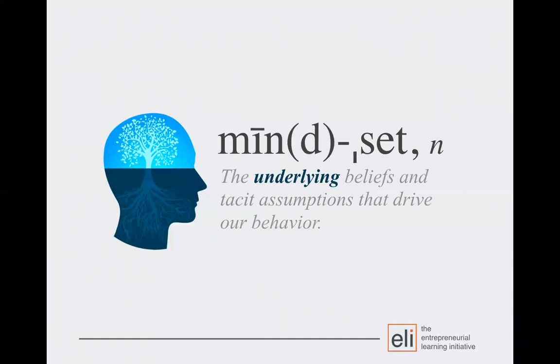My back of a napkin definition of a mindset is the underlying beliefs and tacit assumptions that drive our behavior. I'm accentuating the word underlying because much of our mindset operates beneath our conscious awareness. As Jung said, until you make the unconscious conscious, it will direct your life and you will call it fate. So a mindset is basically a belief system, and it's useful to think of it as a belief system that is perfectly designed to create the outcomes that it's creating.